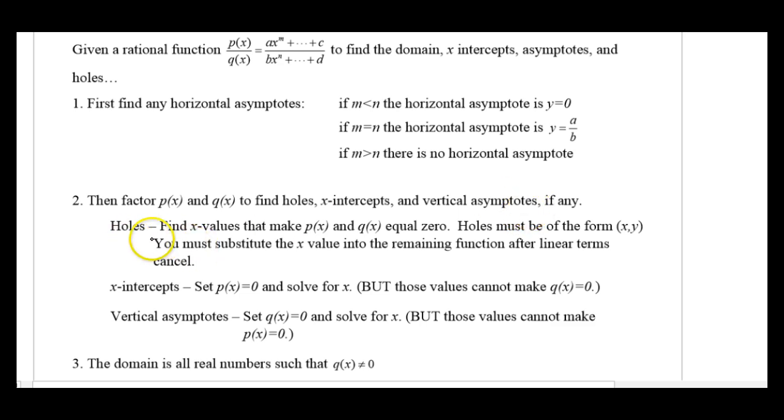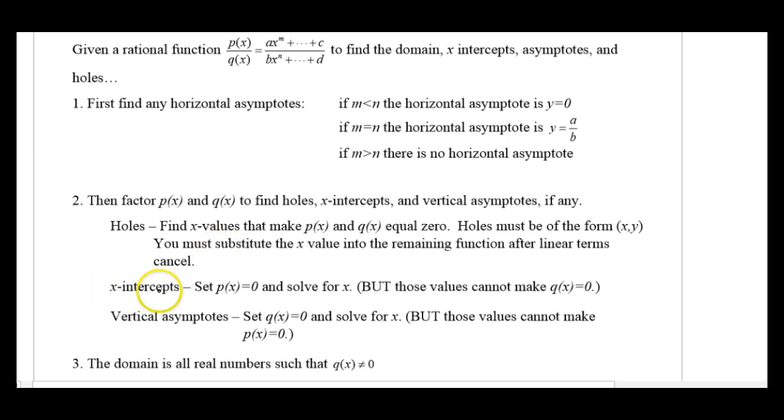Now, to find holes in the graph, we want to find any x values that make both p of x, the numerator, and q of x, the denominator, equal 0. And holes must be of the form x comma y. So holes occur at coordinate points, as we saw when we looked at the graph. So we can't write that the hole is x equals 2. That doesn't make sense. I have to write the hole occurs at an x value comma a y value. And what we have to do is, once we find that x value, we have to substitute that x value into the remaining function after linear terms cancel. So it's going to make more sense when we do an example, but this is just the general rules.